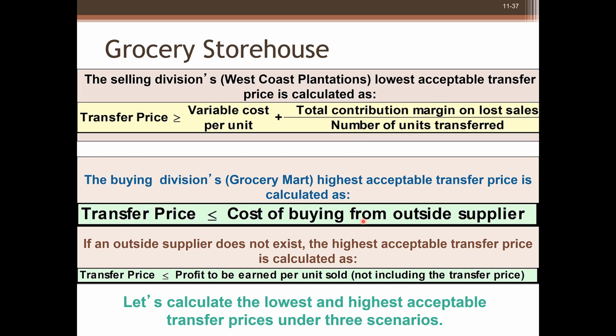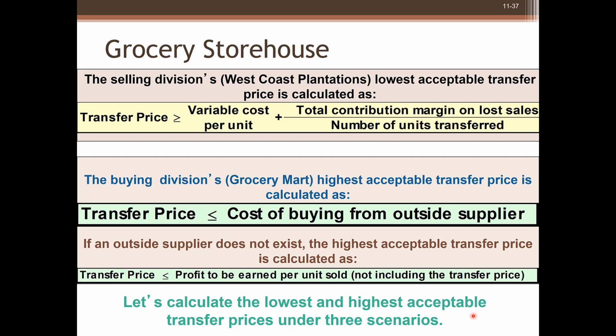The buying division will agree to a transfer price only if it increases divisional profits. If the buying division has an outside supplier, the buying division's decision is simple. Buying from the inside supplier if the price is less than or equal to the price offered by outside supplier. But if there is no outside supplier, then the highest acceptable transfer price for the buying division will be less than or equal to profit to be earned per unit sold, not including the transfer price.